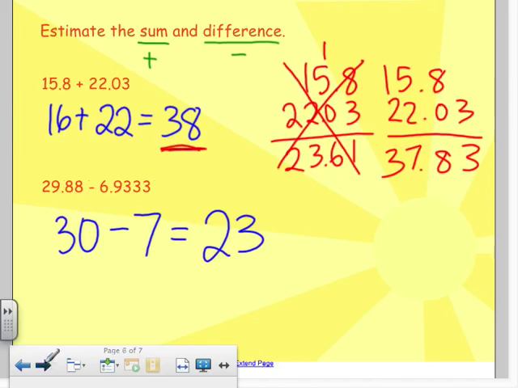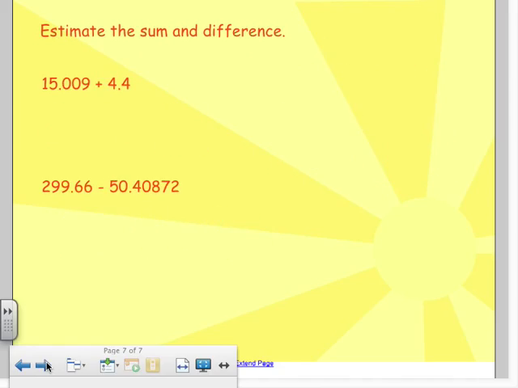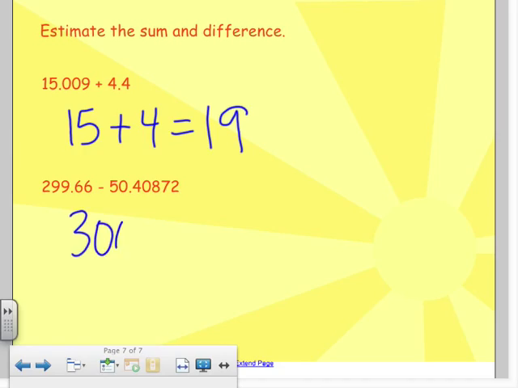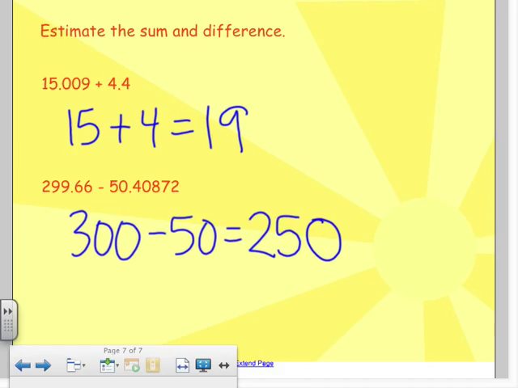All right, last practice problems. Go ahead and pause it and try these two on your own, and then hit play to see what I did. All right, so if I'm rounding to the nearest whole, I get 15 plus 4, so this answer should be very close to 19. And if I round this one, I should get 300 minus 50, so this answer should be very close to 250. So that's rounding and how it can be useful with estimation, which is a very good intro to the beginning.